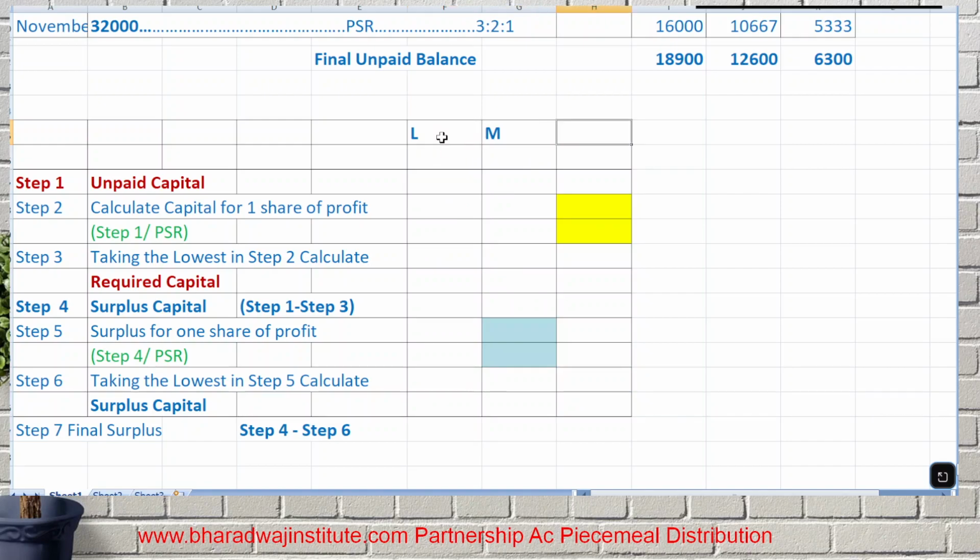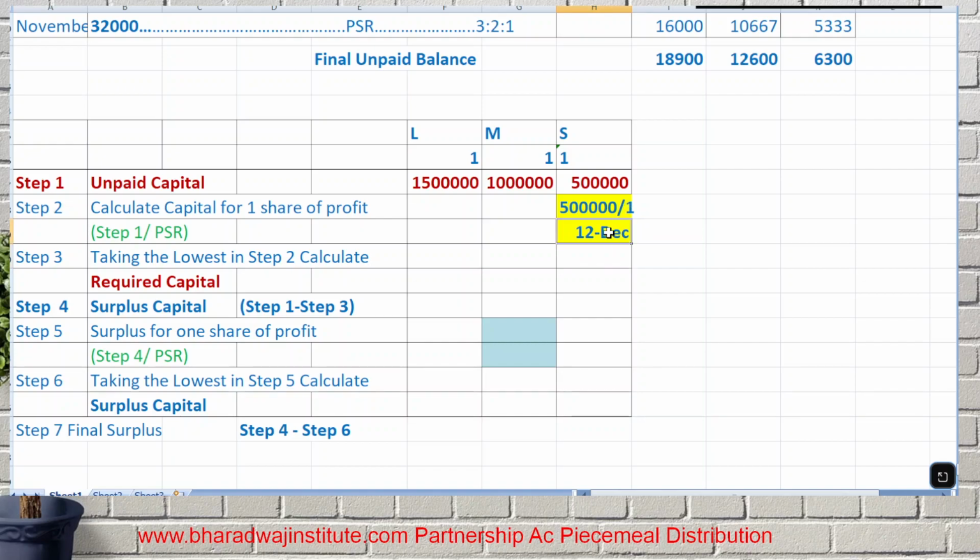L, M, S. Profit sharing ratio is equal. So how do we take the unpaid capital as per the balance sheet? 15 lakhs, 10 lakhs, 5 lakhs. Calculate capital for one share of profit. It is very simple: 15 lakh by 1, 10 lakh by 1, 5 lakh by 1. What is the lowest? It is 5 lakh, so 5 lakh divided by 1. The lowest is 5 lakhs.